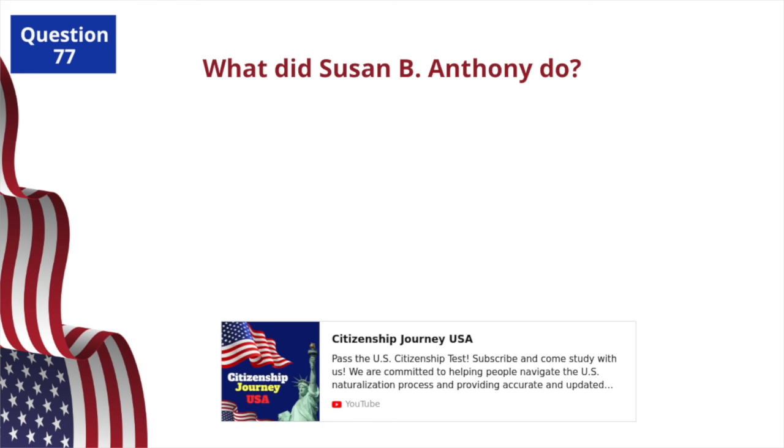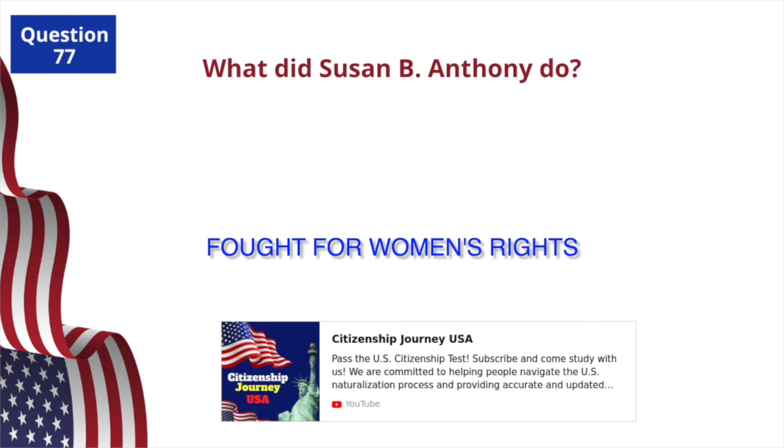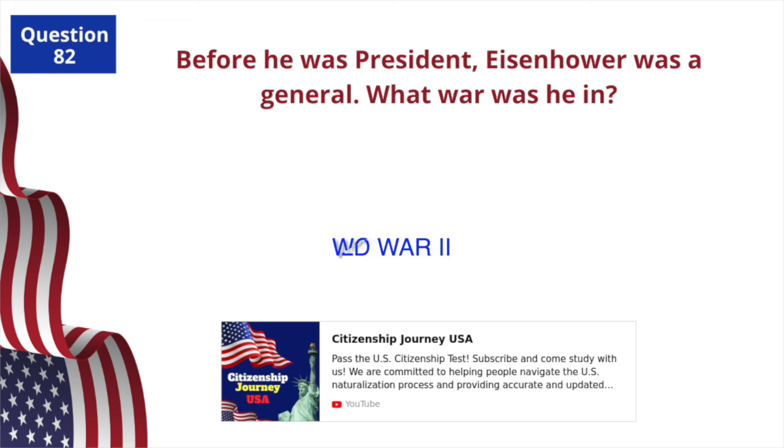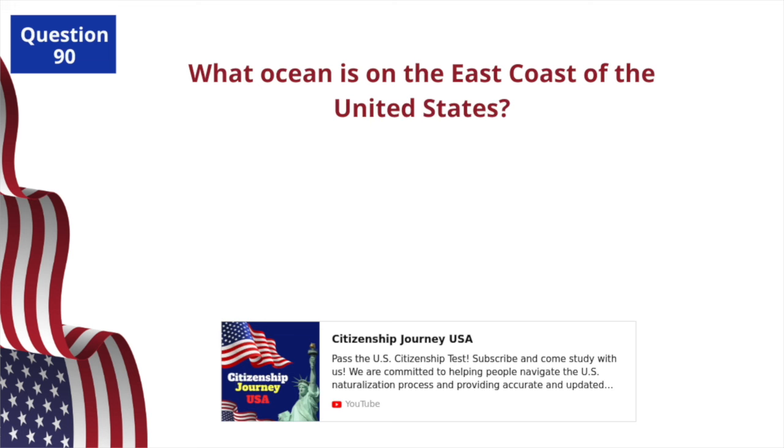What did Susan B. Anthony do? Fought for women's rights. Before he was president, Eisenhower was a general. What war was he in? World War II. What ocean is on the east coast of the United States? Atlantic Ocean.